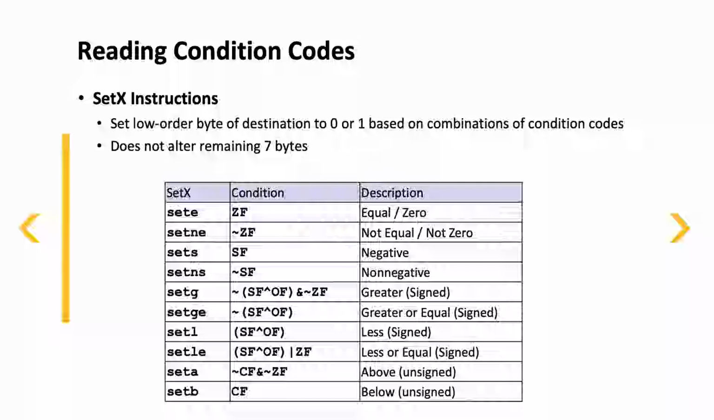This is a good time to pause the video and take a look through this table and make sure you understand what all the different options are for set, because these are basically the same things that we're going to do for jumps later on, when we get directly into control. But this is the kind of thing that, when you do some kind of comparison, like in an if-then statement, is going to happen to get you that result.